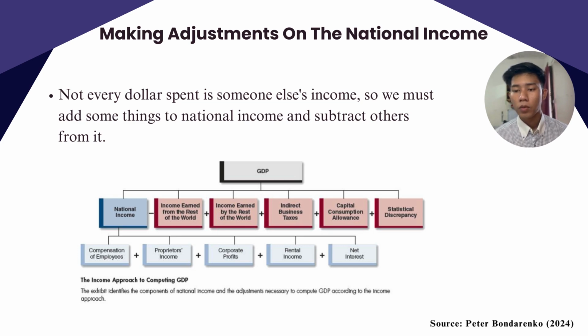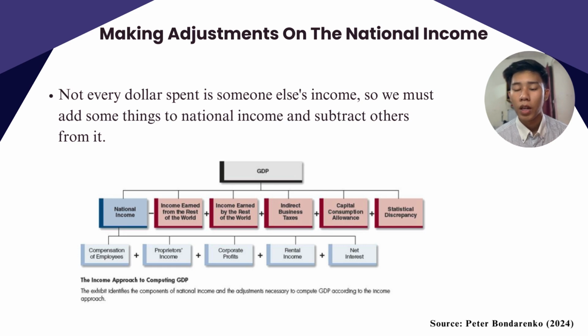So for the first one, we must minus the income earned from the rest of the world with the national income, and plus income earned by the rest of the world. And then the third one is also plus with the indirect business tax, and plus with capital consumption allowance, and also plus with the statistical discrepancy.